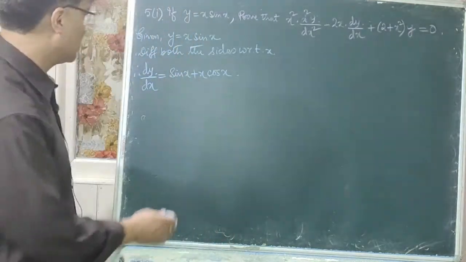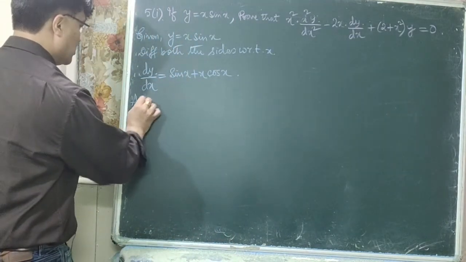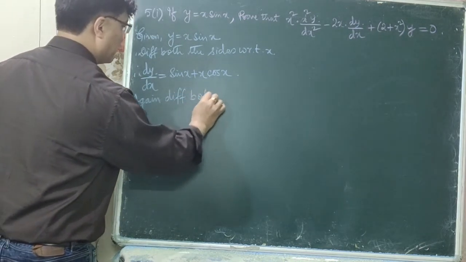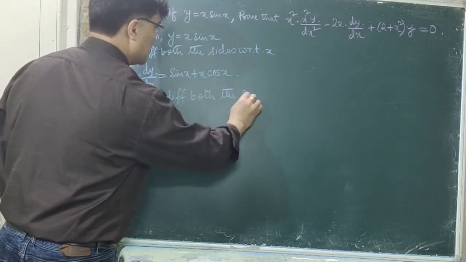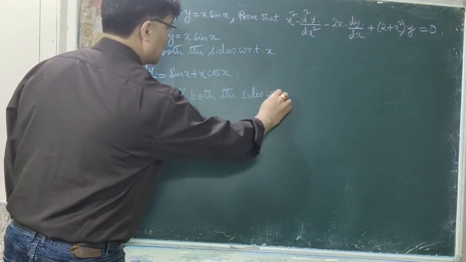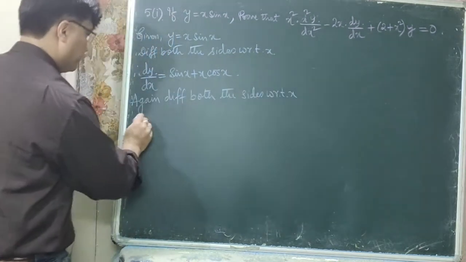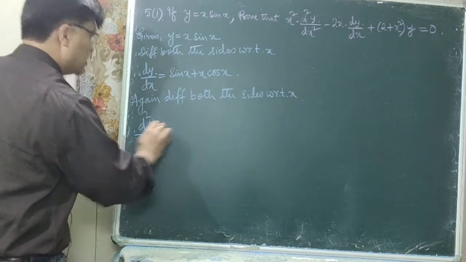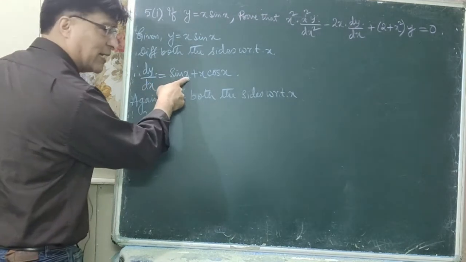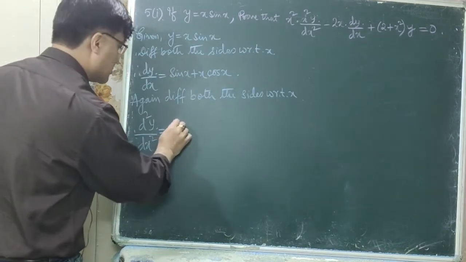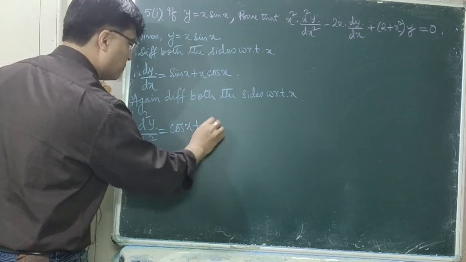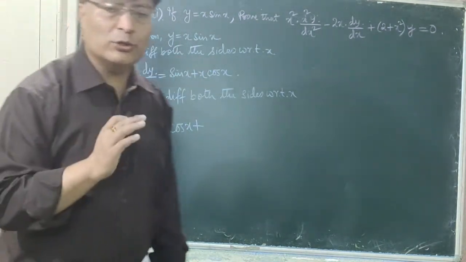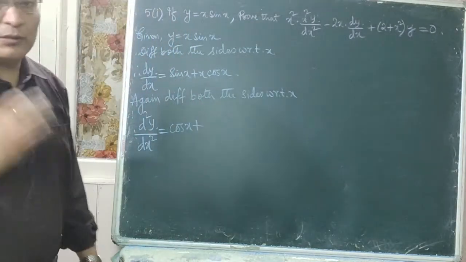Again you have to differentiate to get d2y by dx square, right? So again differentiating both the sides with respect to x. So this is your d2y by dx square which is equal to, now this is only sin x, one function is there. What is the differentiation of sin x? It is cos x plus, now this is the product of two different functions, so you have to use the differentiation of uv rule, right?